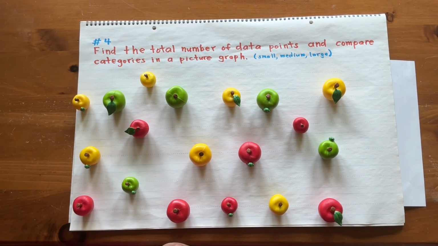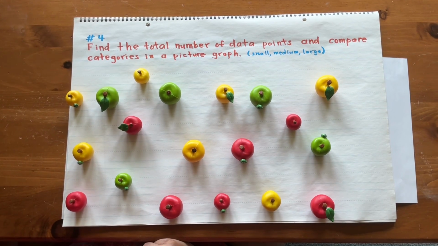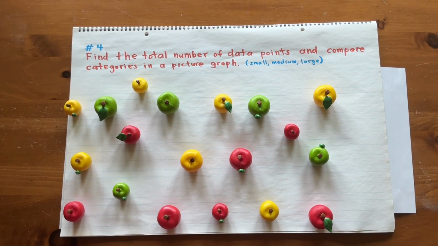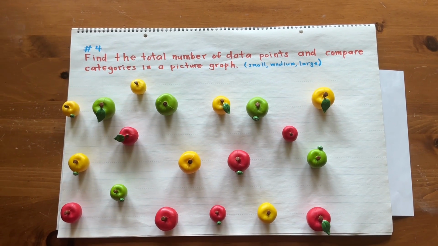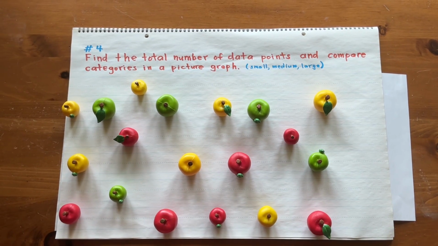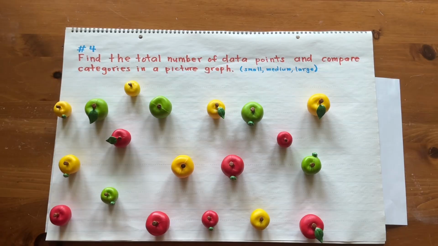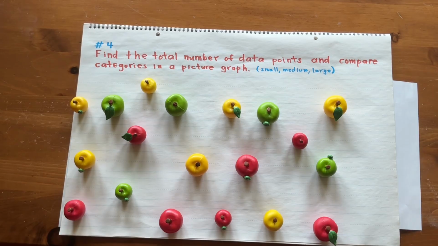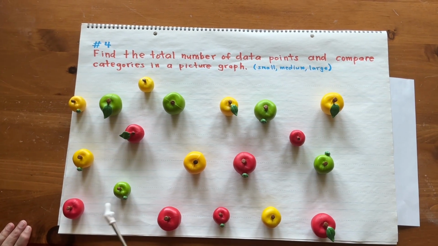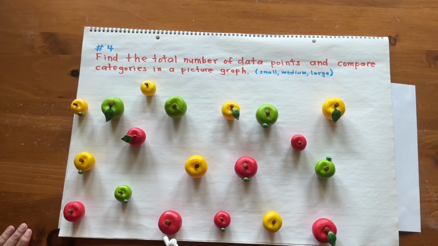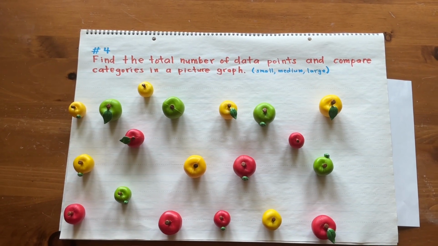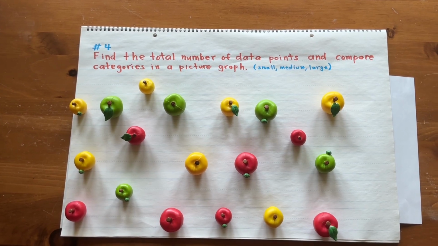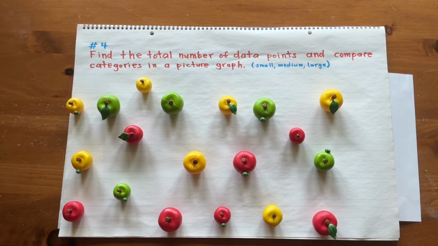Lesson 4. Find the total number of data points and compare categories in a picture graph. Okay. Using the word points is a little different. It's saying data points. What are we going to look at? The data point we're going to look at this time is the size of the apples. We have small, medium, and large apples. So we're going to make a picture graph separating the apples small, medium, and large.